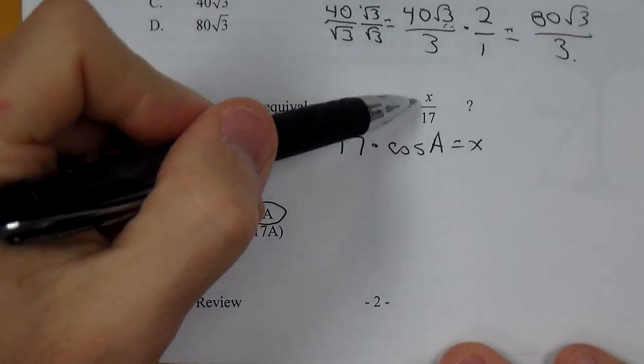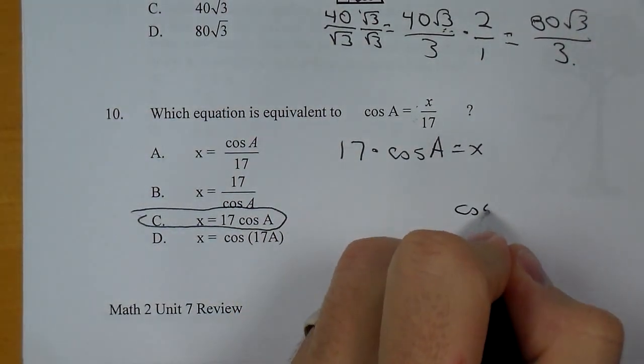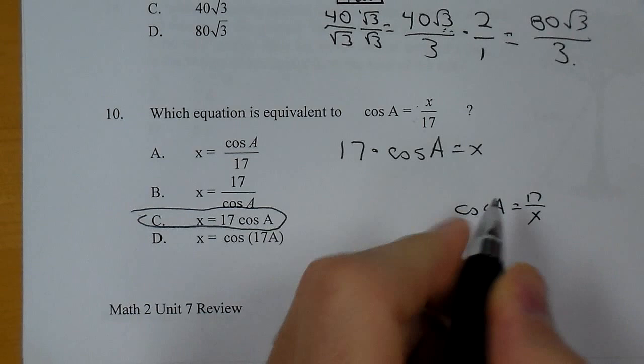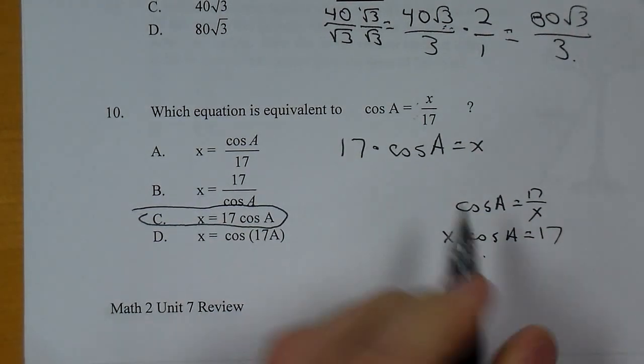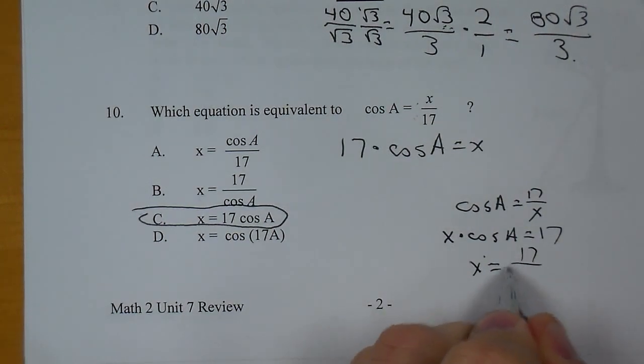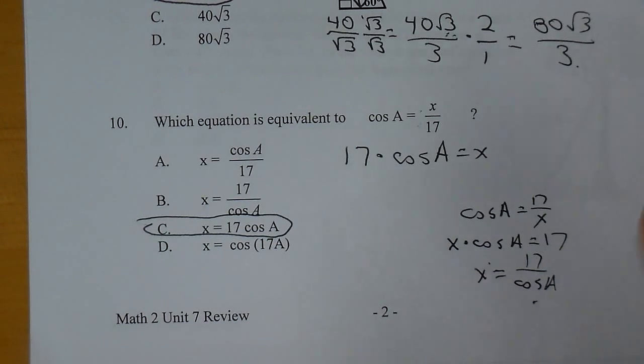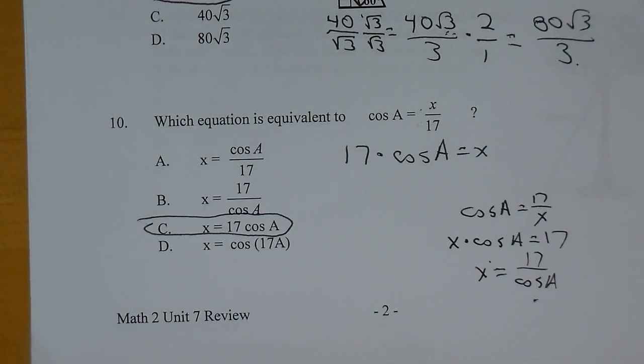Now, if they were flipped, if it was cosine A equals 17 over X, you would still multiply over the denominator. That wouldn't be finished, so then we divide over cosine A, and it would come out to this. Not the same problem, though. That's separate. It's the other type we see with our trig ratios.